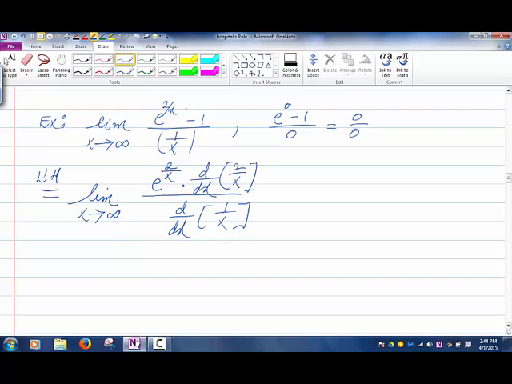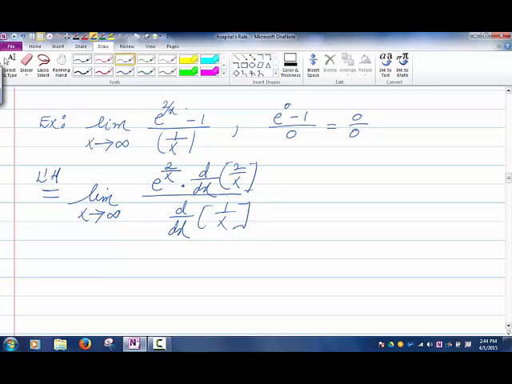How would you solve this one algebraically? Take the 1 over x. Well, it's going to become x times e to the 2 over x minus 1, and you're going to get into another limit form, which is indeterminate as well. You're basically going to get infinity times 0. Infinity times 0 is also indeterminate. I'm going to talk about that in a bit.